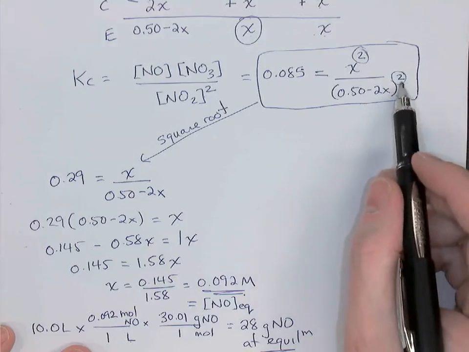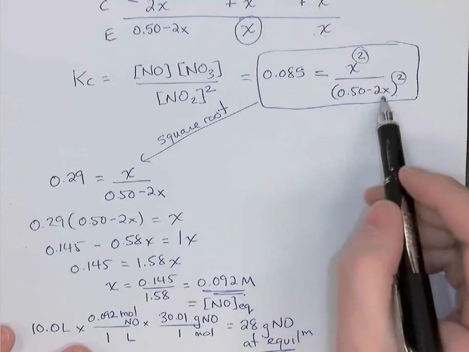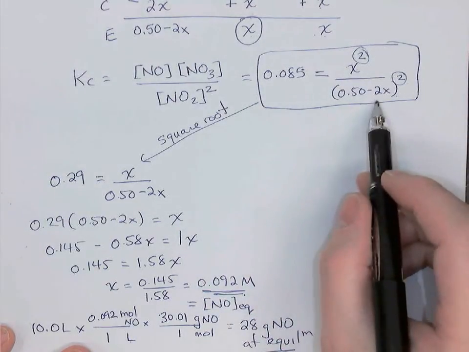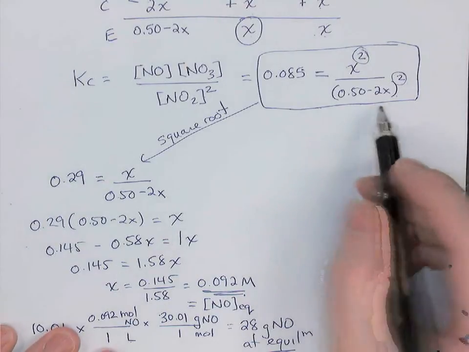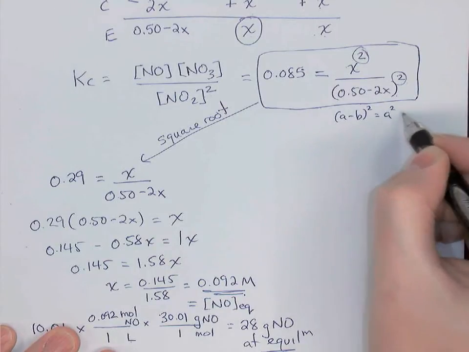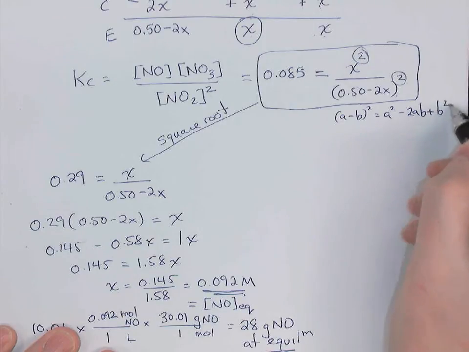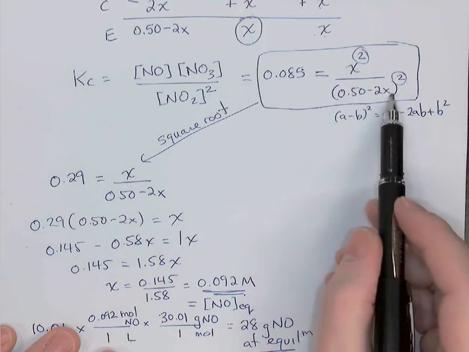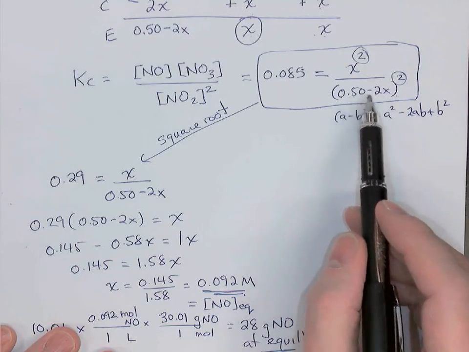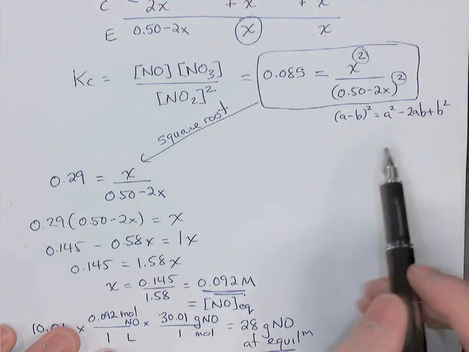0.5 minus 2x squared. Now, if you'd be tempted to think that that means just squaring both of them, then don't do this method, because that's not correct. When you square a binomial, you get a trinomial, don't you? So when you take a minus b and square it, you get a squared minus 2 times a times b plus b squared. So when we square this binomial, we'd get 0.5 squared minus 2 times 0.5 times 2x, and then we'd also get a 2x squared at the end.